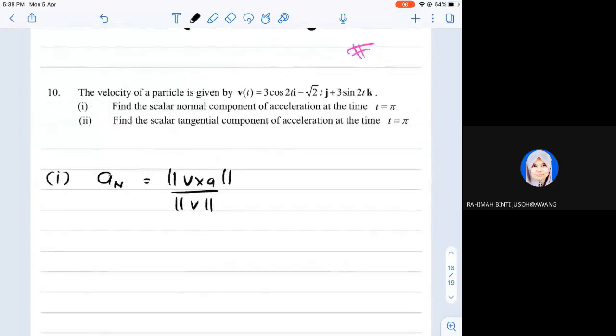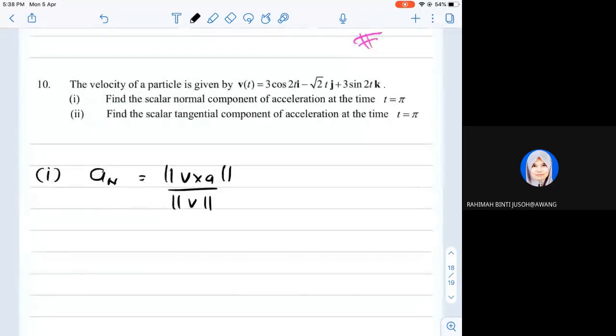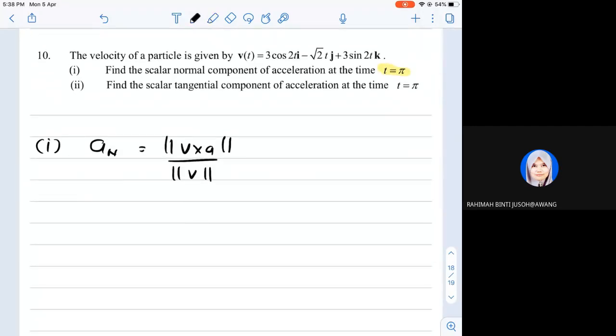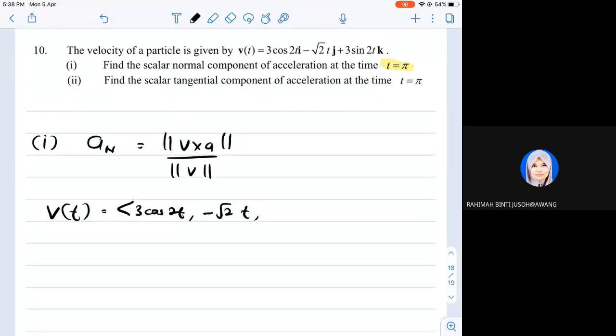So kita kena cari velocity, ada dah. And then at time t equals to pi. Okay, velocity dah ada. So kita letaklah Vt: 3 cos 2t, negative square root 2t, and then 3 sin 2t. Okay, so at time t equals to pi. Sekejap, cari AT dulu.